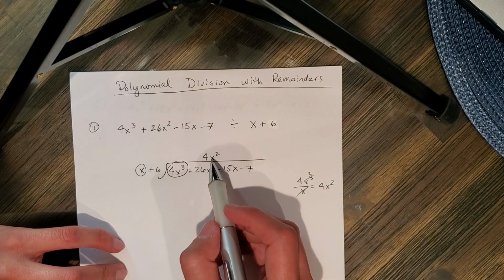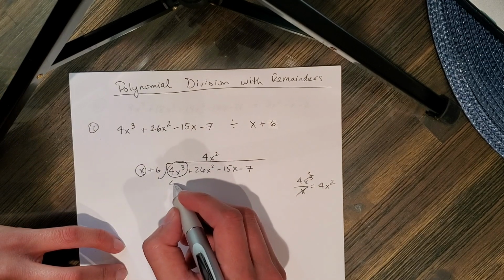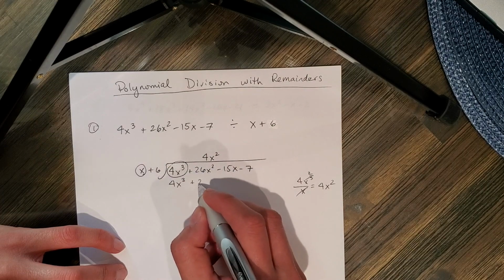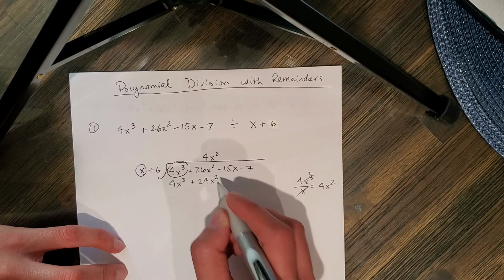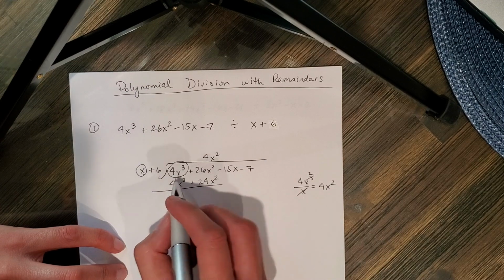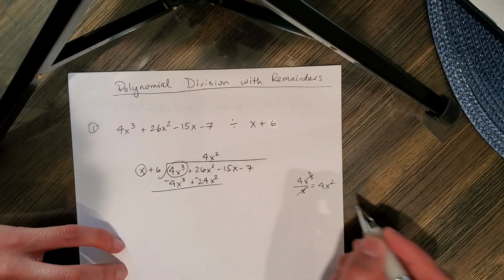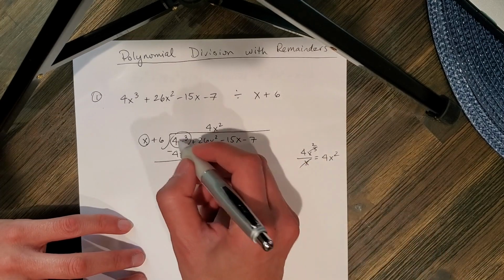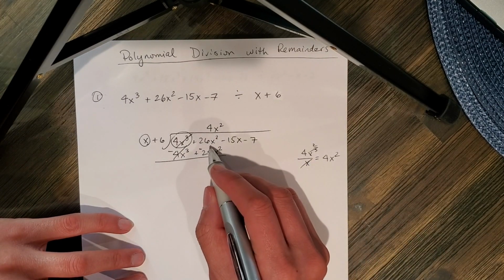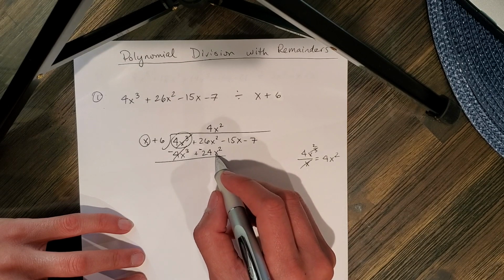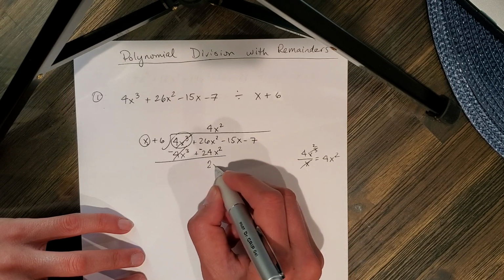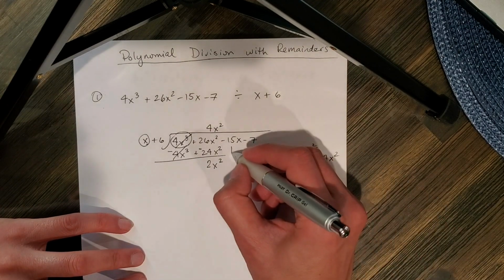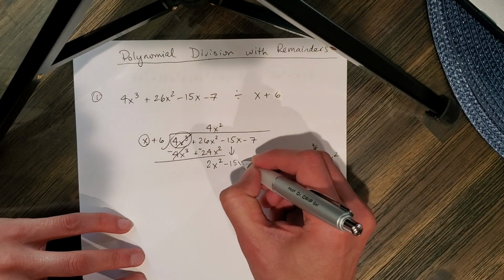Okay, now we're going to multiply 4x squared times x is going to be 4x cubed, and 4x squared times 6 is going to be 24x squared. Okay, underline it and then change the sign. So that means we're subtracting. So change the signs there. They were both positive, so now they're both negative. Okay, so this cancels. And then 26x squared minus 24x squared is going to be 2x squared. Okay. And then we bring down the next term, negative 15x.